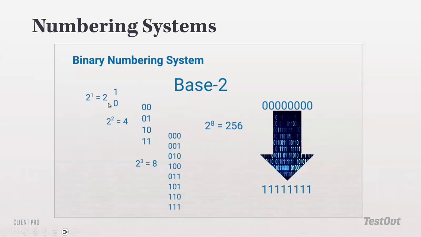So 0, 0 is still 0. And if this is the 1 position, then 0, 1 is 1. And if this right here is the 2 to the 1 position, that's 2. And then this one would be 2 plus 1, and that would be 3. Why 3? Because when we have 2 bits, we have 2 to the second power possibilities, and that gives us 4. So 4 possibilities, starting to count with 0: 0, 1, 2, 3.